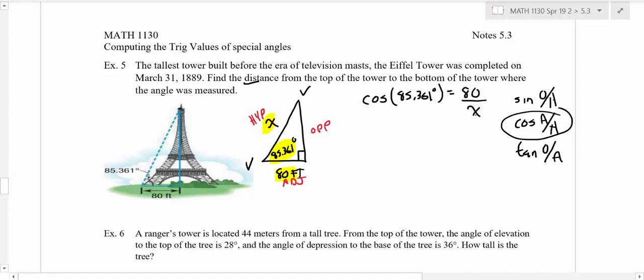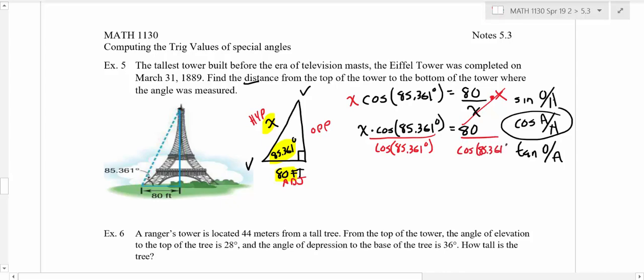Okay, so that's what you'd want to do. Now, what I'm going to do on this is multiply both sides by x. Okay, and what I end up getting is x times cosine of 85.361 degrees is equal to 80. All right. And then what we'd need to do is divide both sides by the cosine of this angle. And then we'd be ready to go to our calculator.